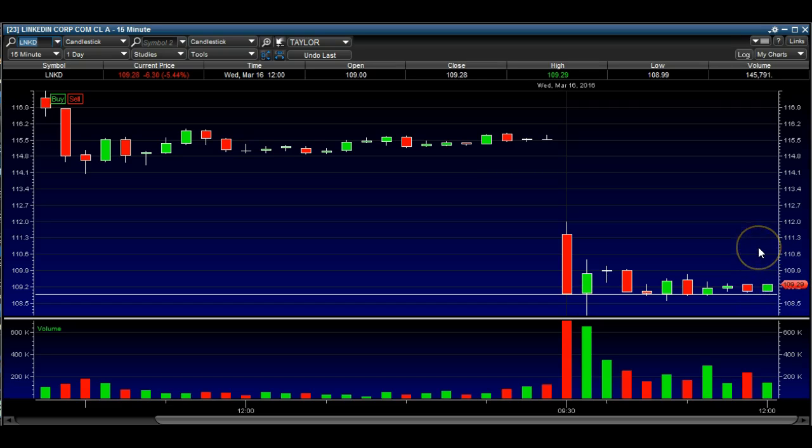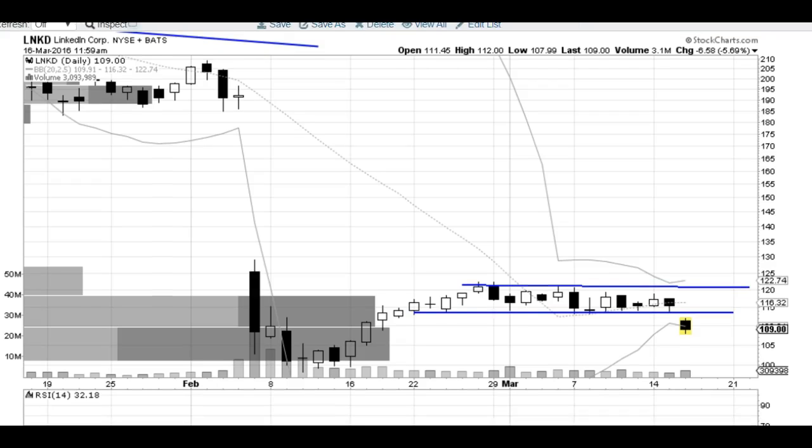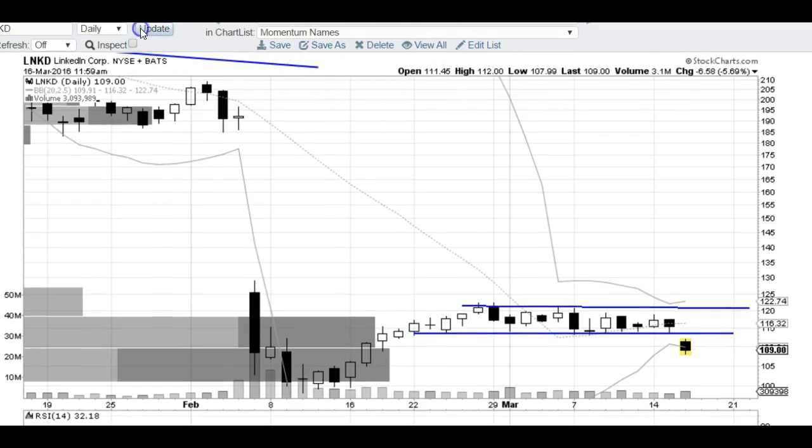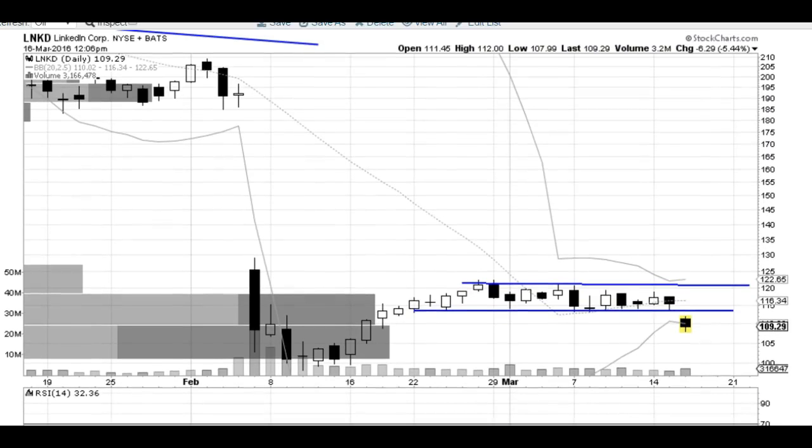It could pump higher. But again, I'm going to show you the daily chart here. And this is the daily chart. Let me get an updated version. Okay, so daily chart here, very, very tight range right here. It's a $6 range right here.